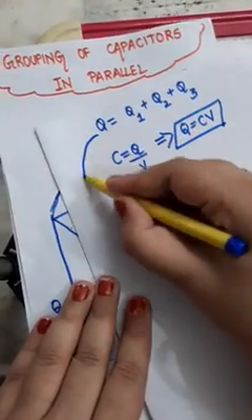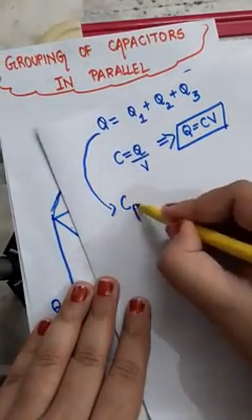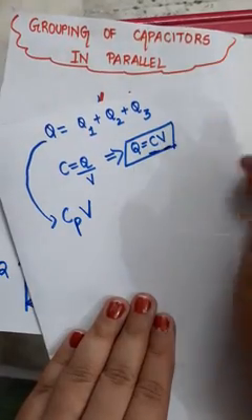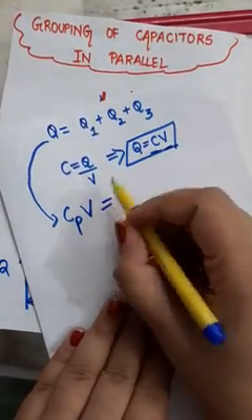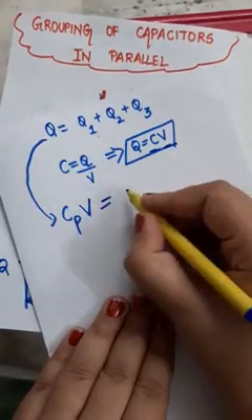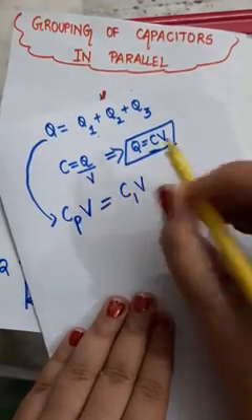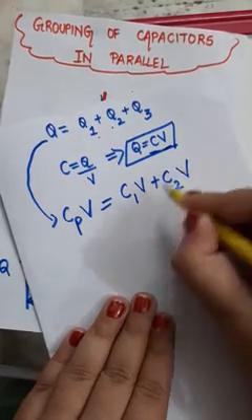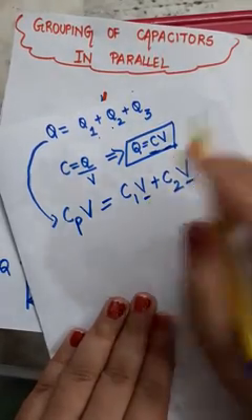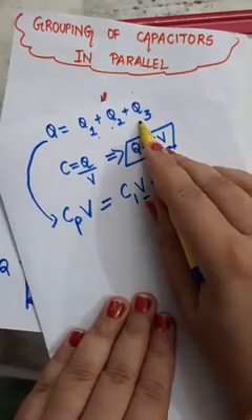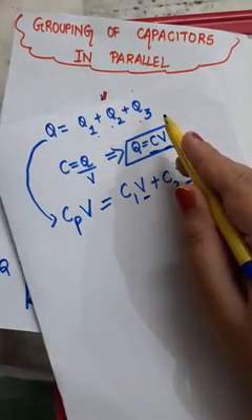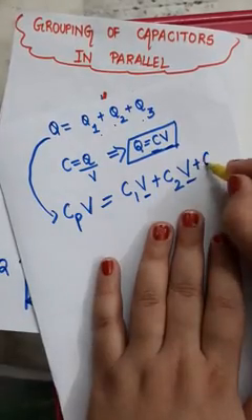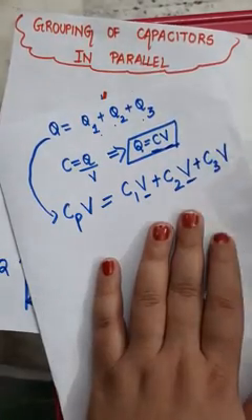In its place, I am going to write CP into V, because charge is equal to capacitance into voltage, equals to Q1. Q1 can be written as C1V. Q2 can be written as C2V, because potential difference is same for all the three capacitors. Q3, which means the charge that has gone to capacitor number 3, can be written as C3 into V.